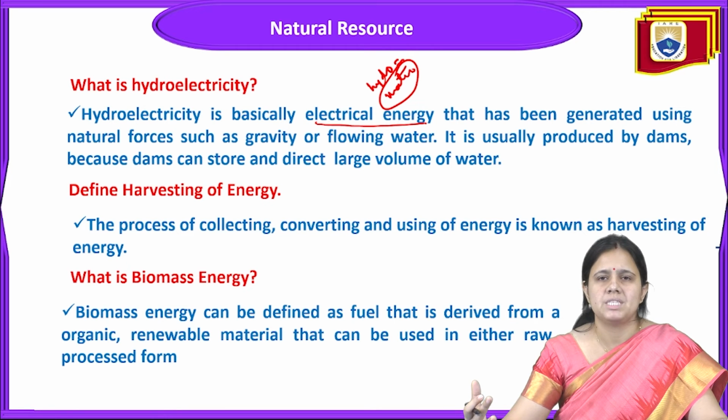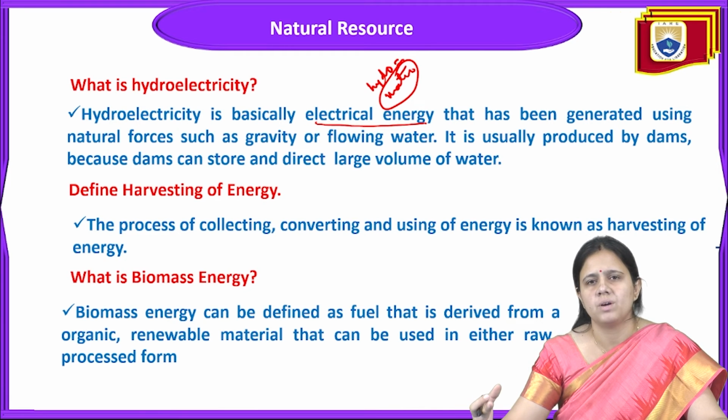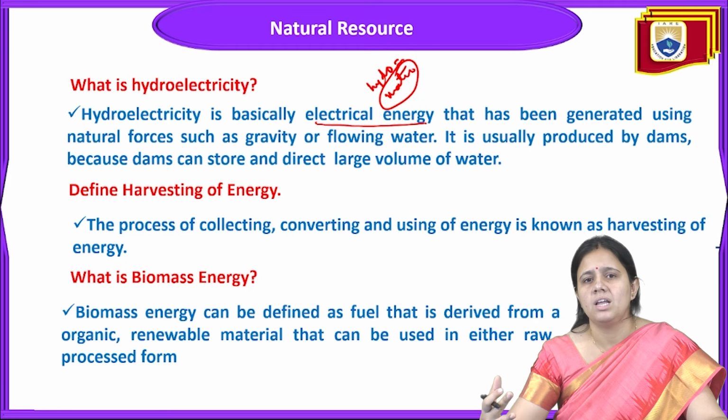This basically happens in dams that can store and direct a large volume of water. What will happen in the dam? A very large volume of water will be coming down from a height, and a very large volume of water can be stored, and that's why this is called hydroelectricity. It means electricity generation by the use of water, through some natural agents, like gravitational force or flowing water.